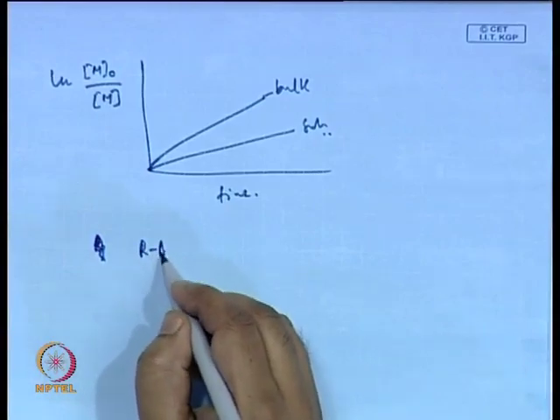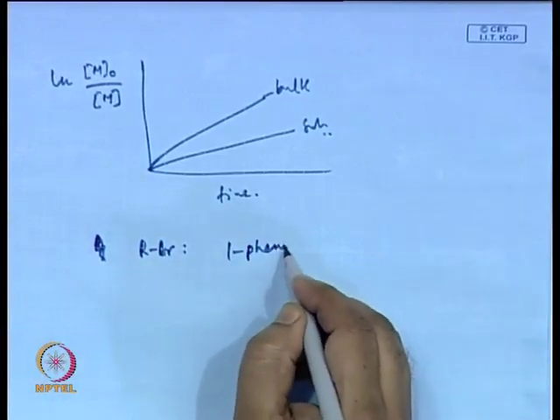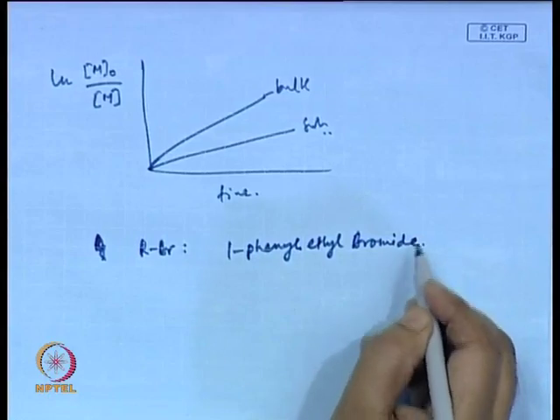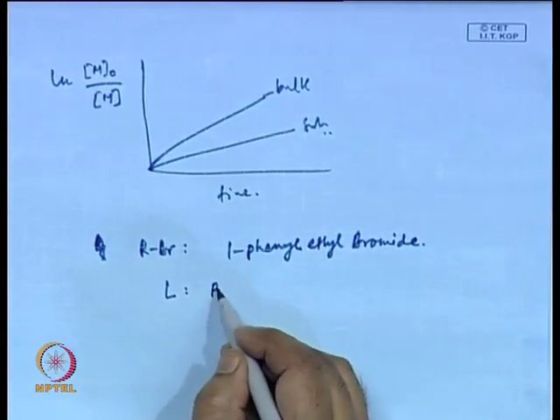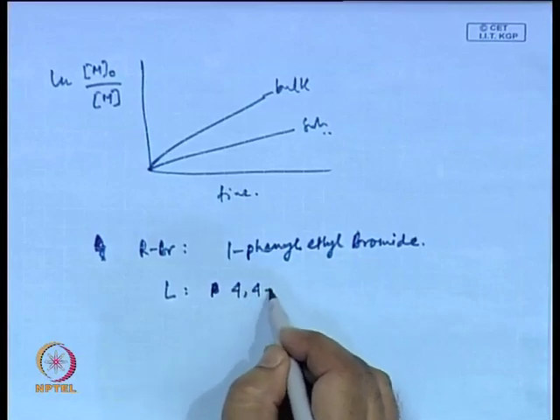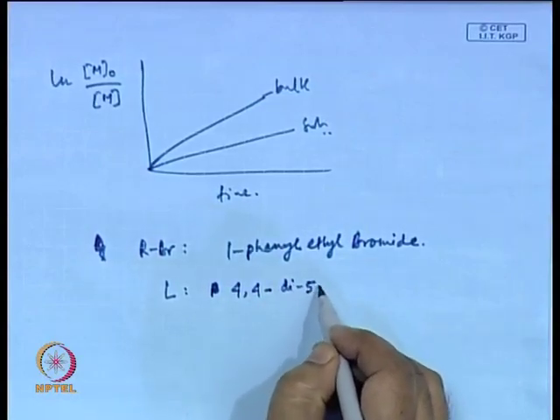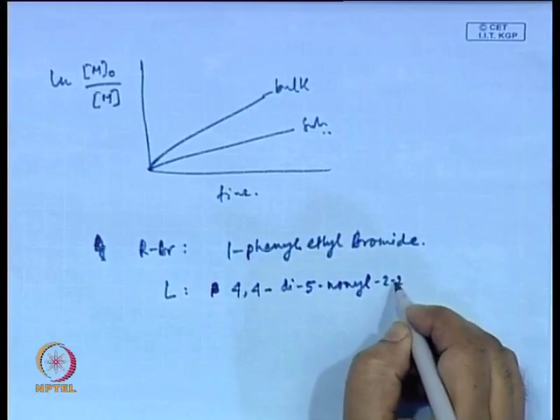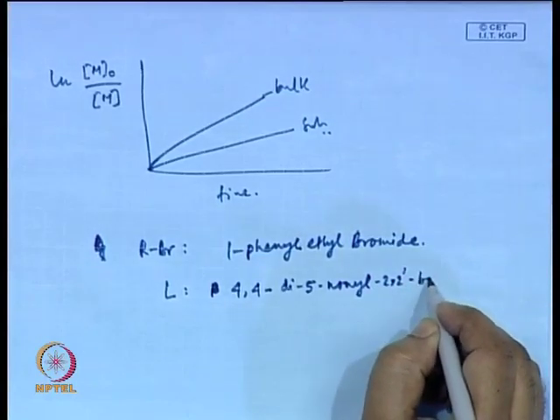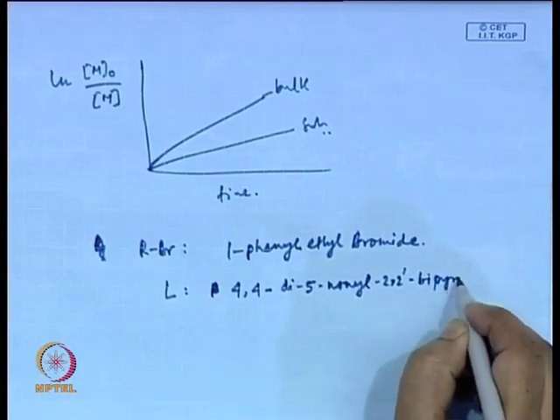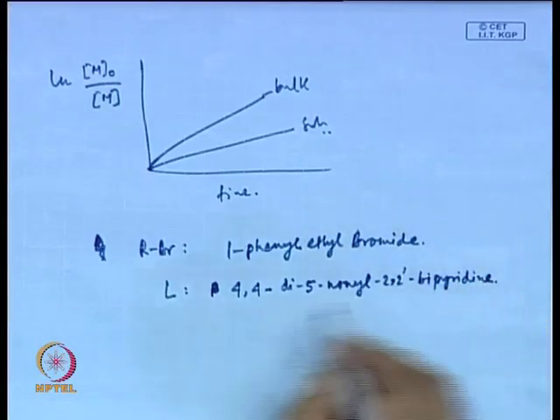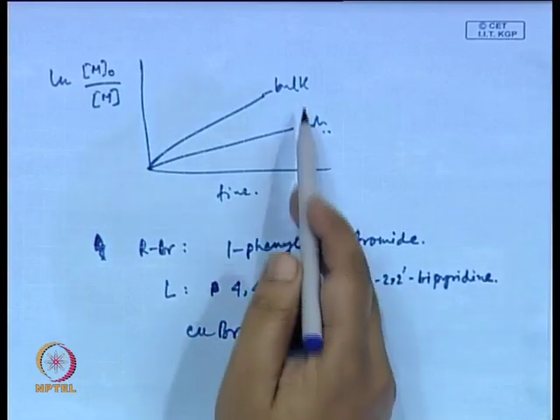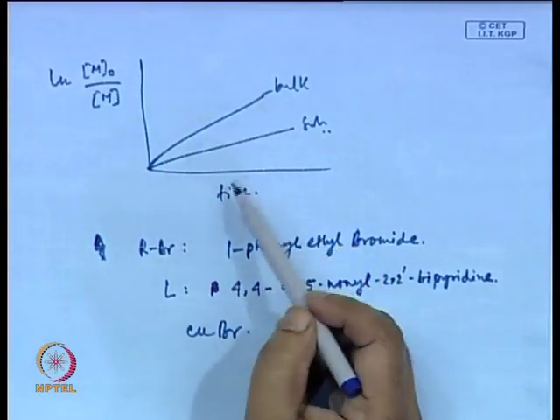Example of RBR is 1-phenyl ethyl bromide, and the ligand is 4,4'-di-5-nonyl-2,2'-bipyridine. So, if you have all these three plus styrene in bulk or solution, you get experimentally this.